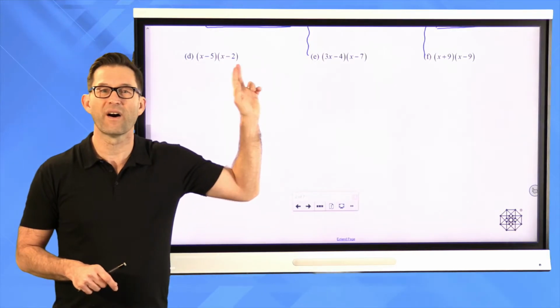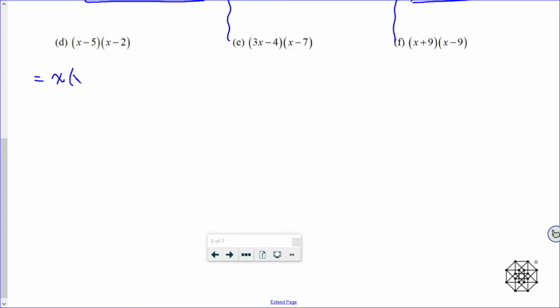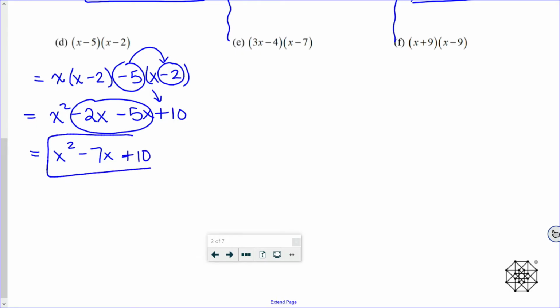All right, let's do x minus 5 times x minus 2. Here we go. So I'm going to have x times x minus 2 minus 5 times x minus 2. In the first case, we have x squared minus 2x. And in the second case, we have negative 5x plus 10. Again, that plus 10 comes from multiplying a negative 5 by a negative 2, giving me a positive 10. Be careful here, I have a negative 2x and a negative 5x. Combine those together and I get a negative 7x. And finally, we have plus 10.